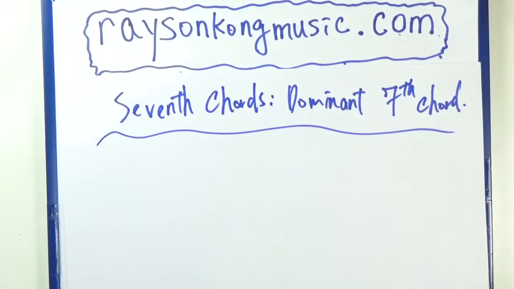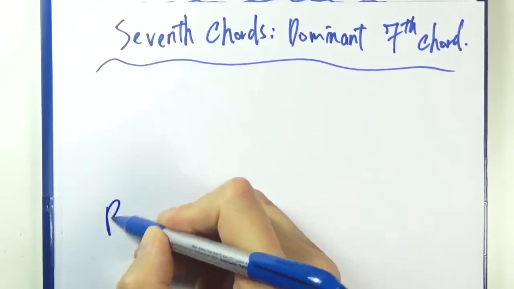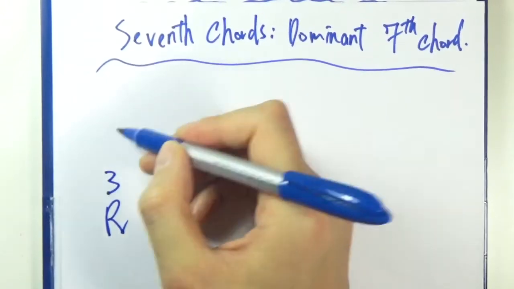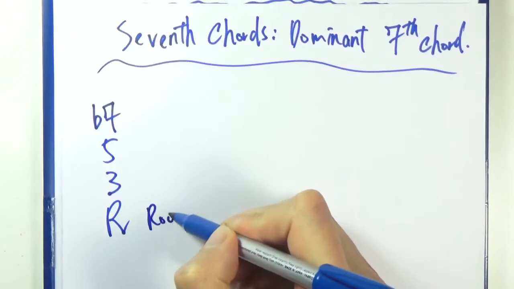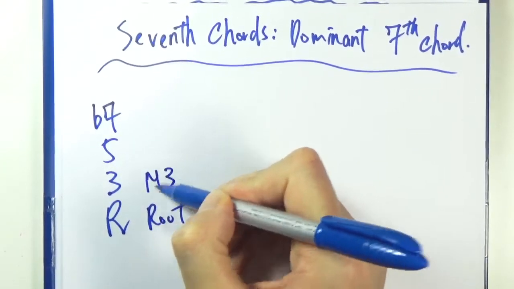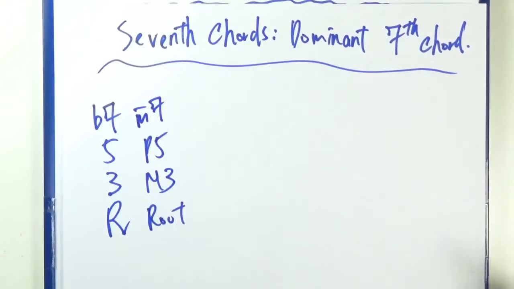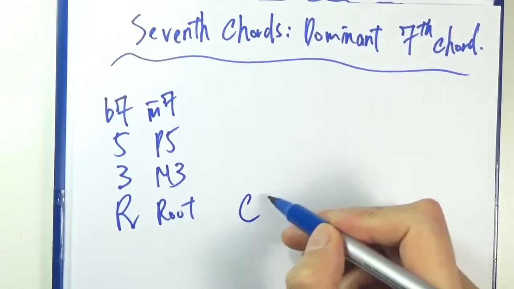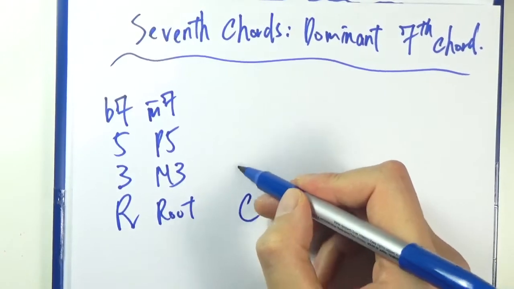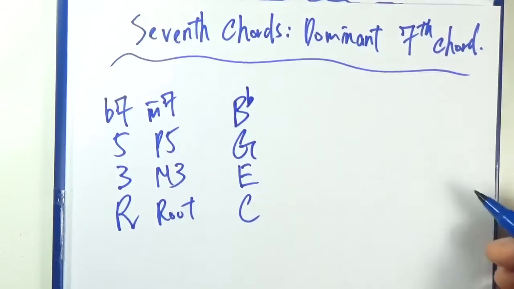Hello everybody, today we will discuss dominant 7th chords. Just like other 7th chords, it has 4 tones: root, major 3rd, perfect 5th, and a flat 7 interval, a minor 7th. For example, in C7, that would be C, E, G, and B flat.